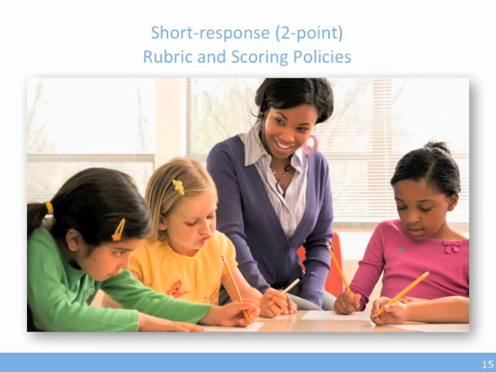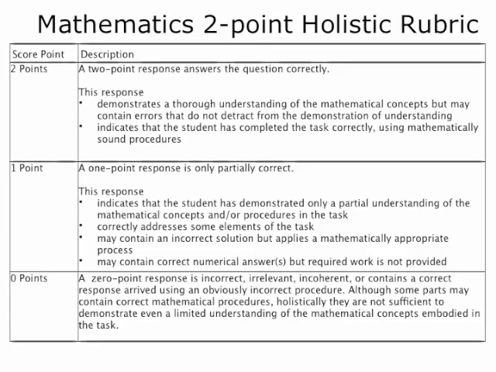Next, we will discuss the 2-point holistic rubric and the 2- and 3-point scoring policies. Take a minute to take out the 2-point holistic rubric. The 2-point rubric applies to all grades 3 through 8 short response questions. It is important to understand the differences in the language at each score point in the rubric. Please begin by reading the description for a 2-point score.